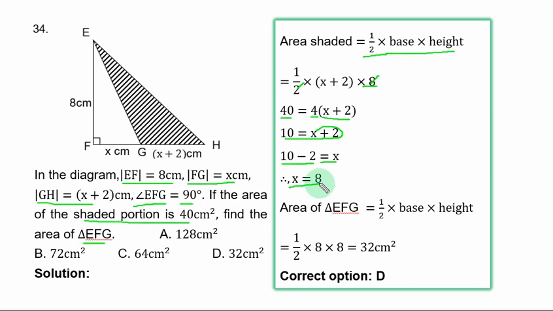Area of triangle EFG is the same, half times base times height. Now the base is x, that is 8, times height 8, then the half multiplies everything. So you have it in this form. 8 times 8 is 64. Divided by 2, you have 32 square centimeters as the area. D is the correct option.